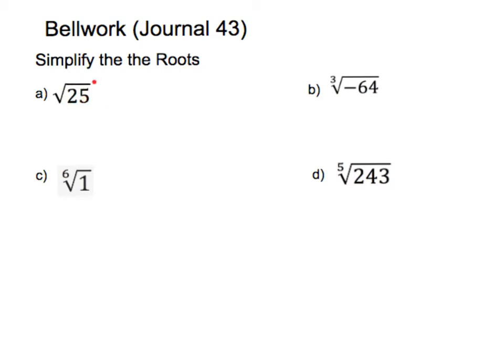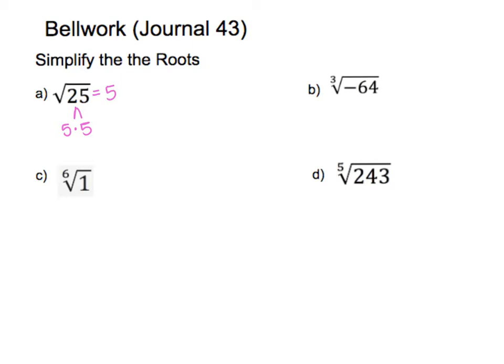It's something that you do pretty often in your previous math class. So when you're taking a square root, you have to ask yourself what two numbers that are the same multiply to give you 25. Well, in this case, 5 times 5 gives you 25. So the square root of 25 is 5.